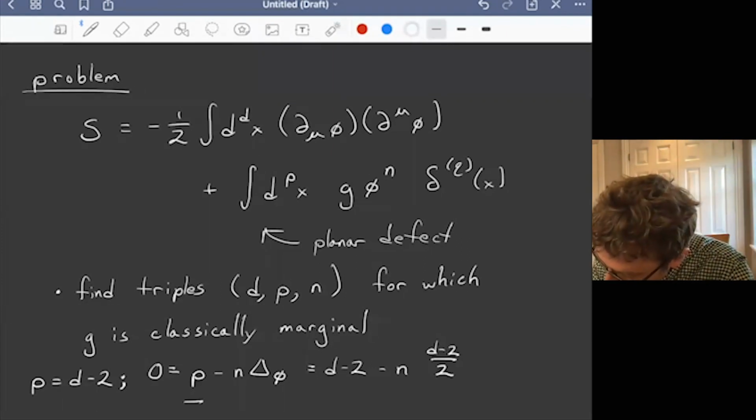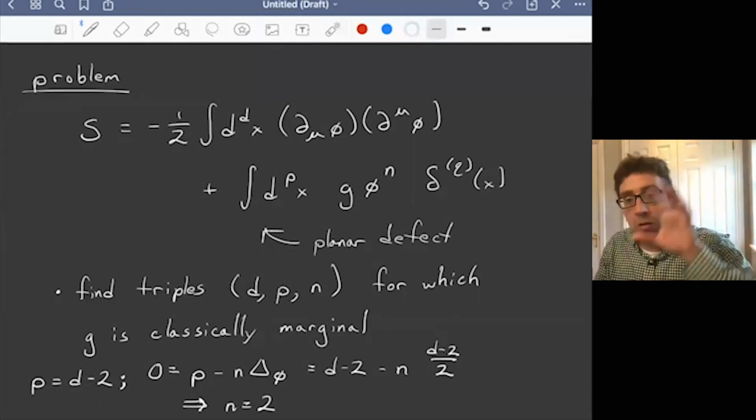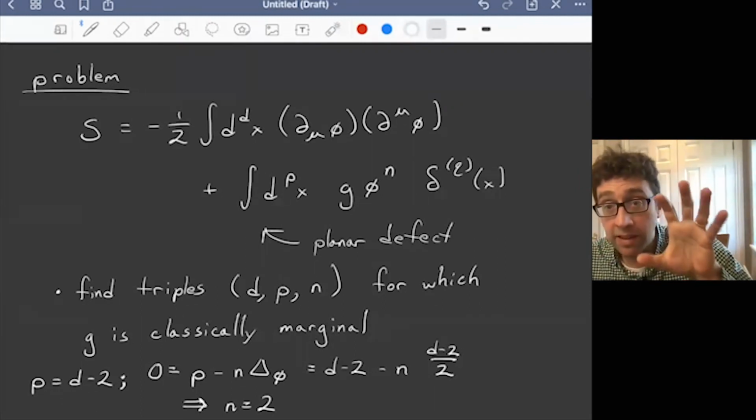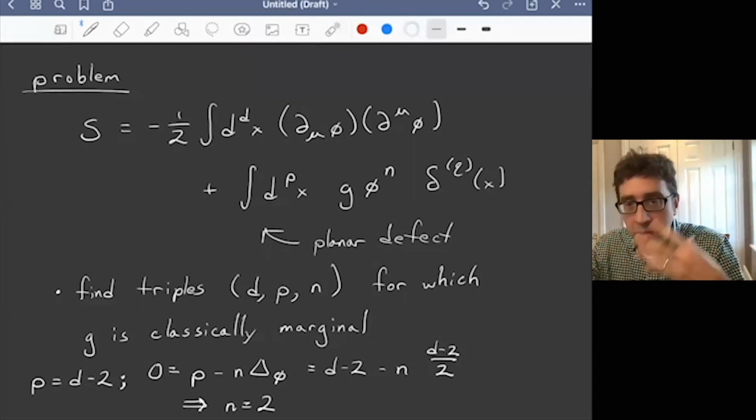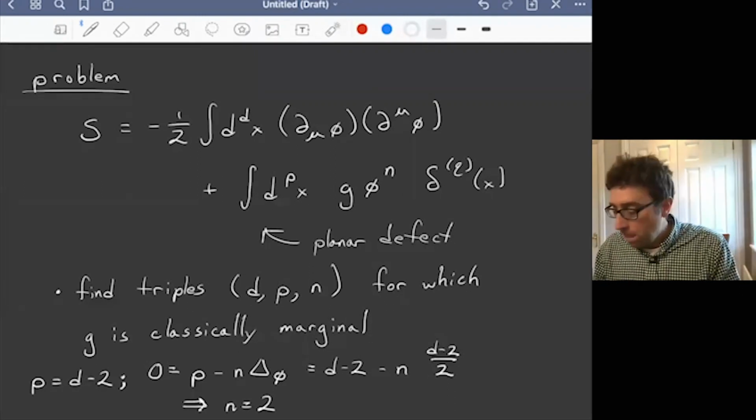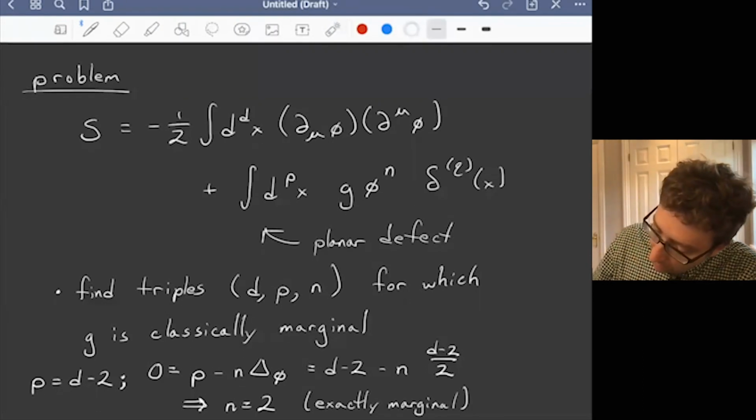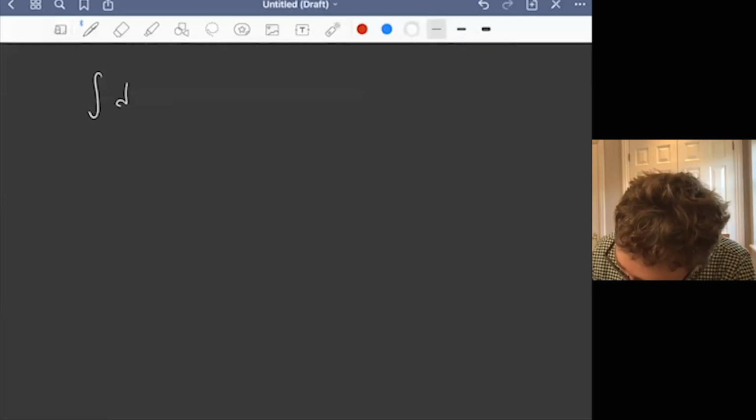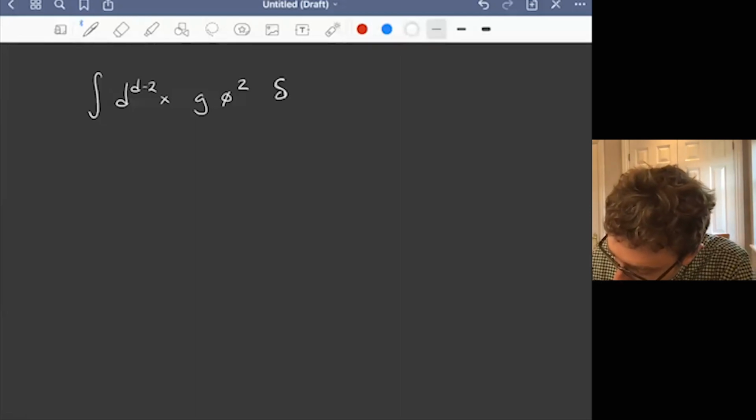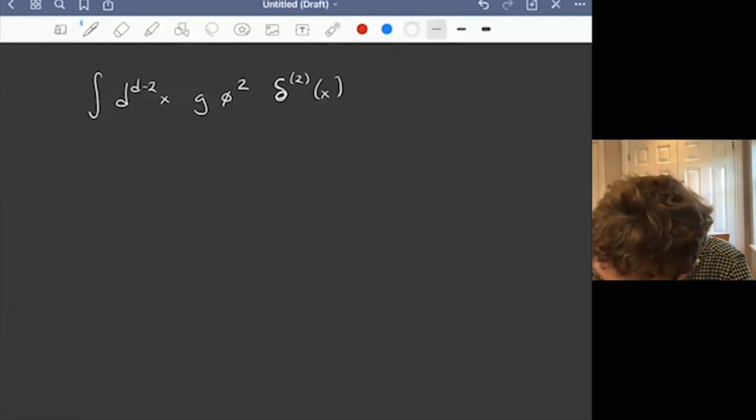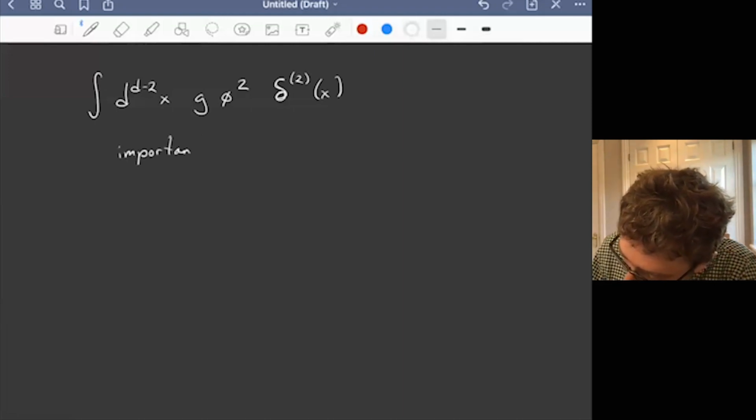And so you see very clearly in this case that when n equals 2, when you have a boundary mass term, in this codimension 2 case, it winds up being classically marginal. And in this case, it's actually exactly marginal. It's a quadratic theory. There's no interaction. So there's actually no way for it to flow. So let me just write that down. And this case here where I have an integral d^(d-2)x g phi squared delta of 2 of x, localized on that codimension 2 defect, winds up being quite an important example in the study of entanglement entropy.